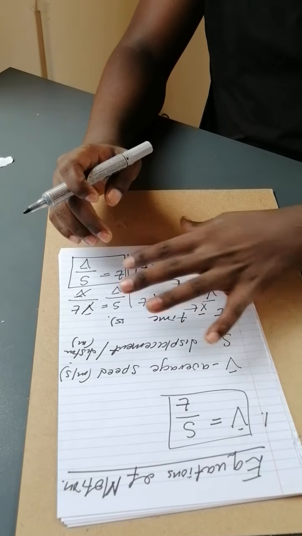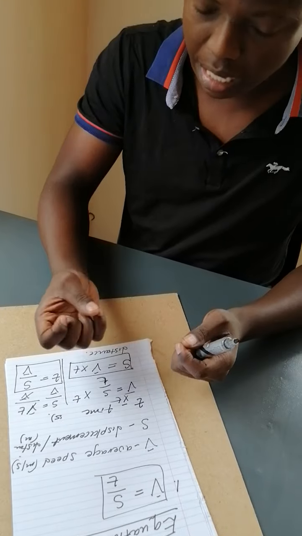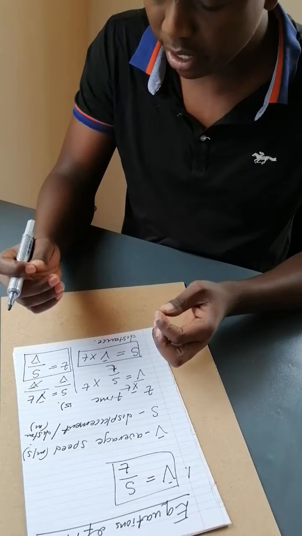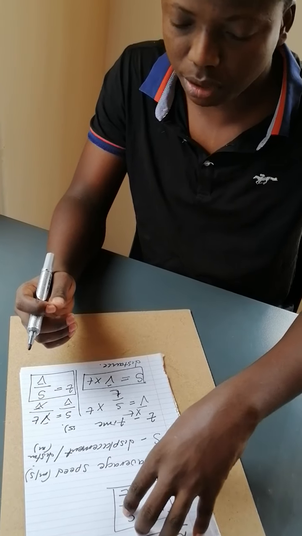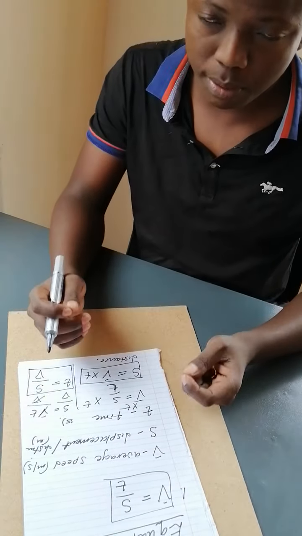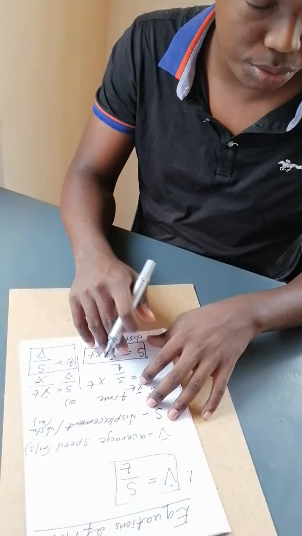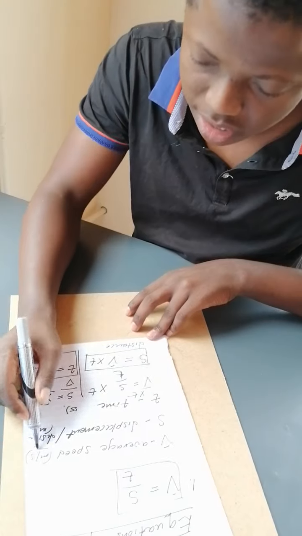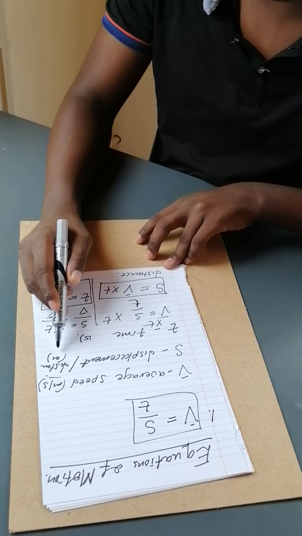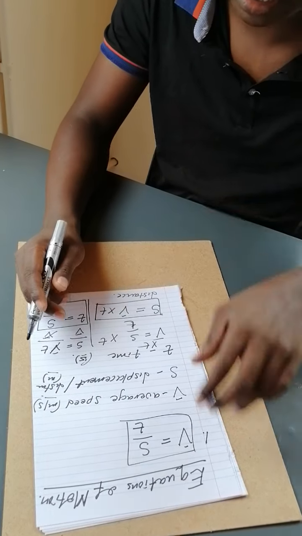So in other words, these are the main formulas. This is the main formula, and these are derived formulas, okay? You can derive two other formulas from the main equation. So remember, when using this equation, all your units should be in SI. In other words, average speed should be in meters per second, displacement should be in meters, while time should be in seconds.